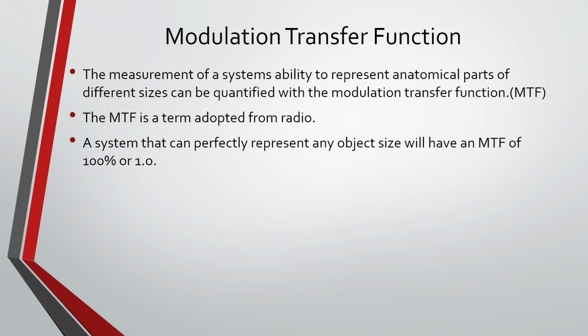A system that can perfectly represent any size object, no matter how small it is, will have an MTF of 100% or 1. So if the system is perfectly representing an object, the MTF will be 1. The MTF of a system is typically about 10% or 0.1. No system has an MTF of 1. This is an important thing to know about MTF, that no system can perfectly represent an object.